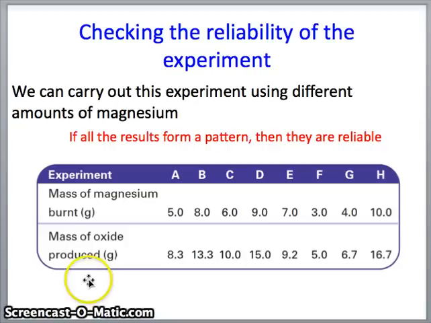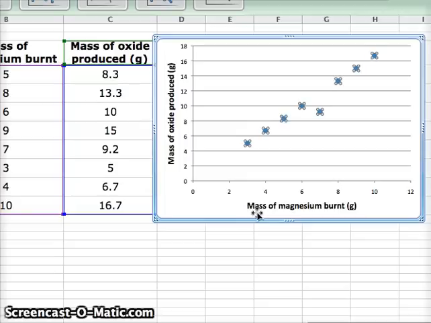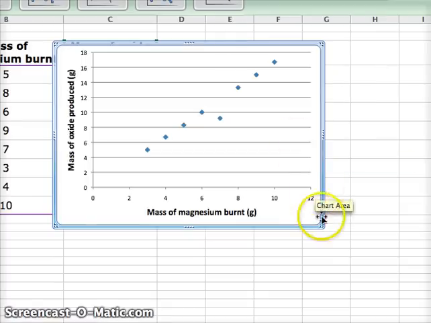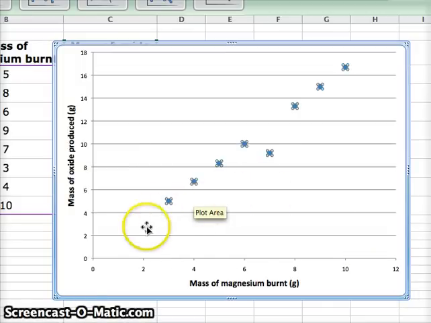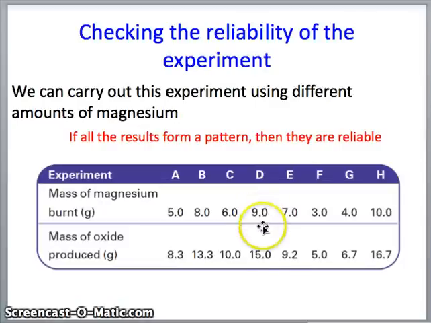Very good. And then we said, well, how do we know if that 0.8 grams is worth anything, if it's actually a real value, if it was just a fluke? So what we can do is set up a series of experiments where we use a bunch of different masses of magnesium, and we see if the pattern holds. We see if we have similar amounts of oxide proportional to how much magnesium we burn. And as we looked at using Microsoft Excel, our results do in fact form a nice pattern in a scatter plot, right? So if I blow this up, we see that we have our data points more or less in a line, telling us that our results were reliable.